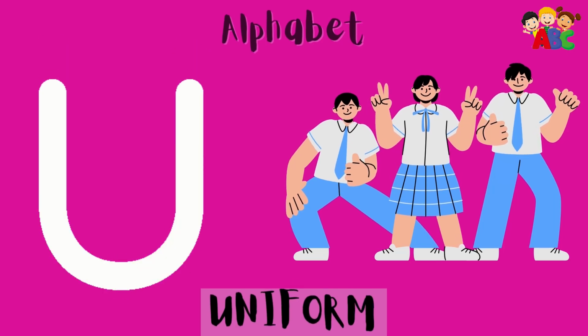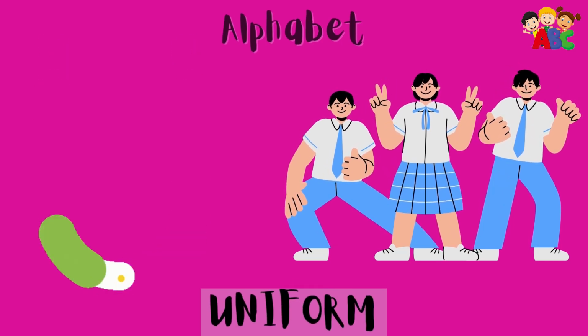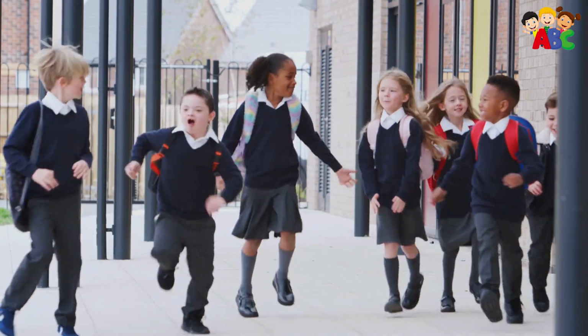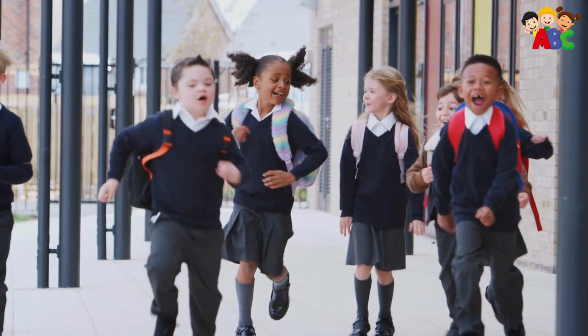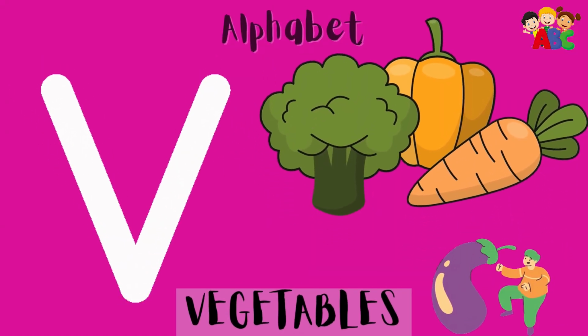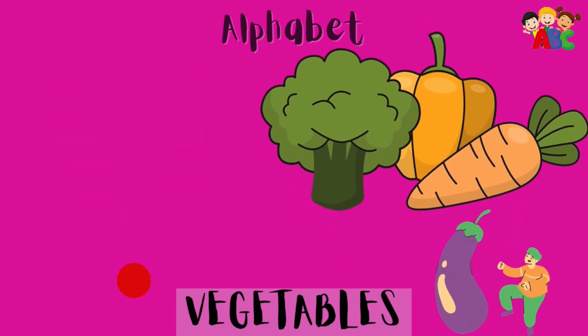U for uniform. U uniform. U for uniform. V for vegetables. V vegetables. V for vegetables.